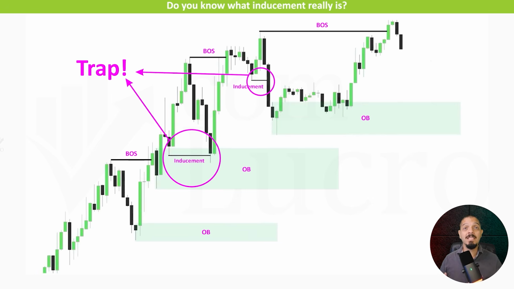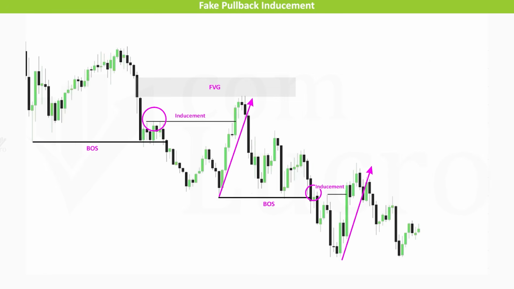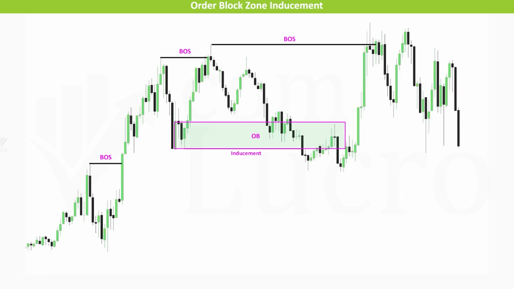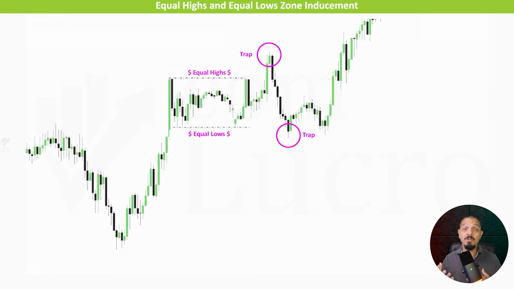Because smart money needs liquidity, they induce traders into early breakouts, fake reversals, or fake pullbacks. Order blocks that look clean but are not the real ones. FVG fills that look like entries, equal highs or lows that look tradable, and so on. Then price reverses, sweeps their stops, and moves in the intended direction. If you ask why understanding inducement concepts is important, it is because this understanding helps you avoid entering too early at fake levels or liquidity traps, and instead wait for the real point of interest. This dramatically improves the win rate.